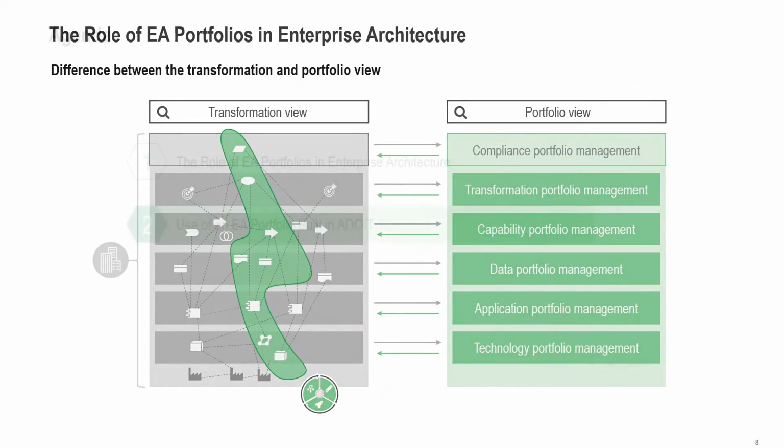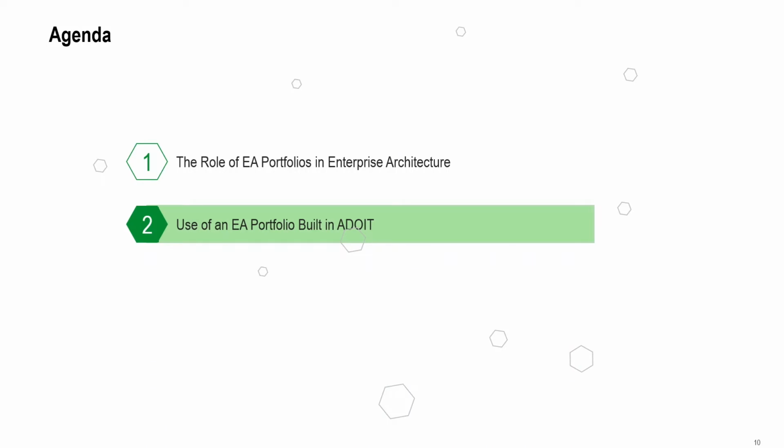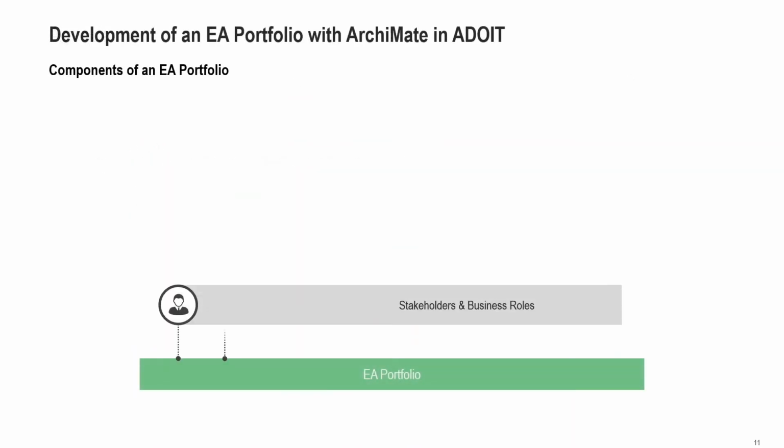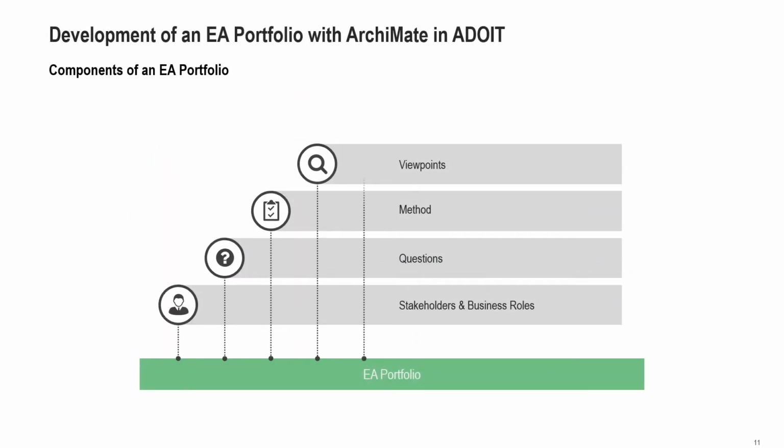And so we're now going to quickly take a look into how we would use such EA portfolios in ADOIT. Before jumping into the tool, I just want to talk through how we see the built-up definition of an EA portfolio and what the components of an EA portfolio are. So the first key aspect of an EA portfolio is having the stakeholders and business roles that are the main responsibles, but also the most impacted by these specific portfolios. We want to understand what their needs are, what challenges they are addressing, and as architects really address them as customers of our EA service.